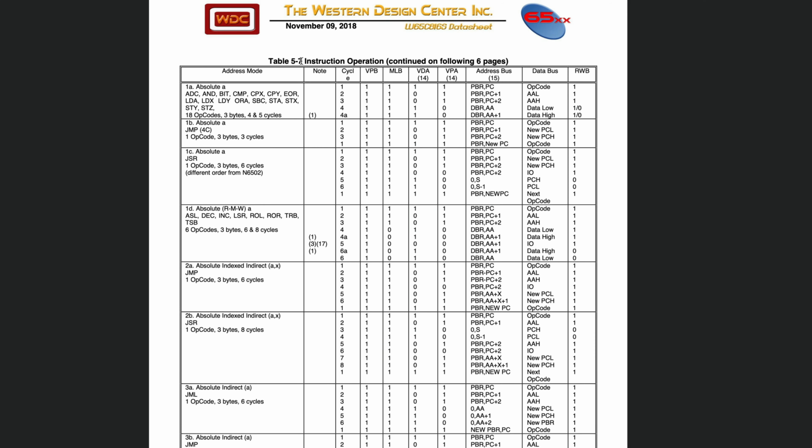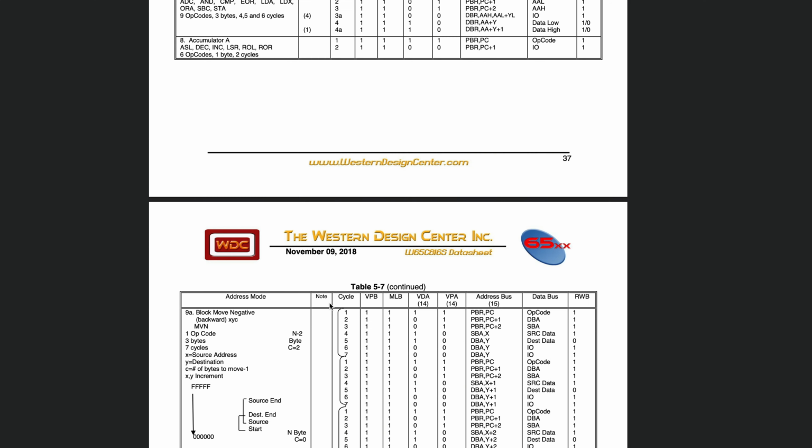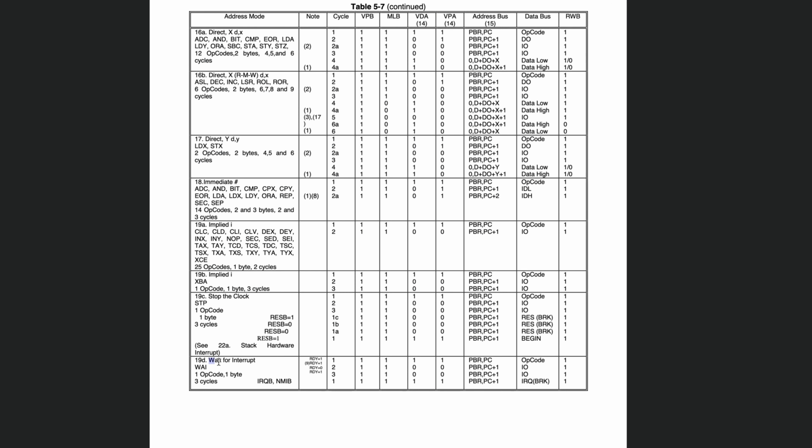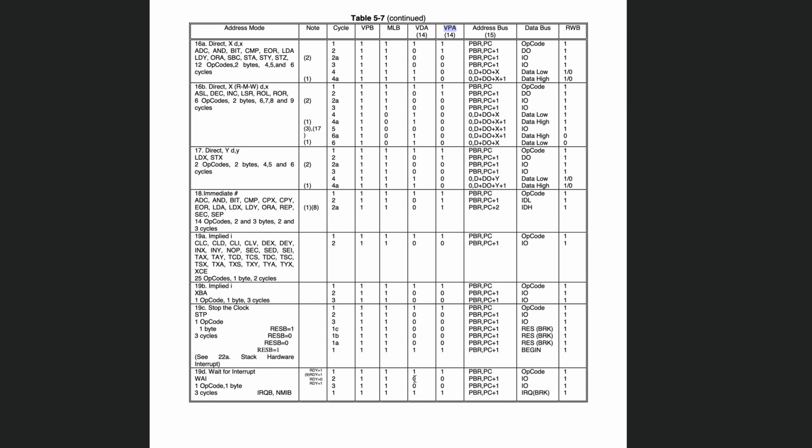If you look at table 5-7, instruction operation, you can find on line number 19D the operation of the wait instruction. The wait for interrupt instruction takes 3 cycles. You can see here that in the first cycle, ready is 1, and it's fetching the opcode for wait. Then it's taking 1 additional cycle to process it, during which the CPU is not using the databus. You can see here that VDA and VPA are both 0. I haven't actually talked about those signals yet, but you just have to know that when they're both 0, the CPU is not using the databus.